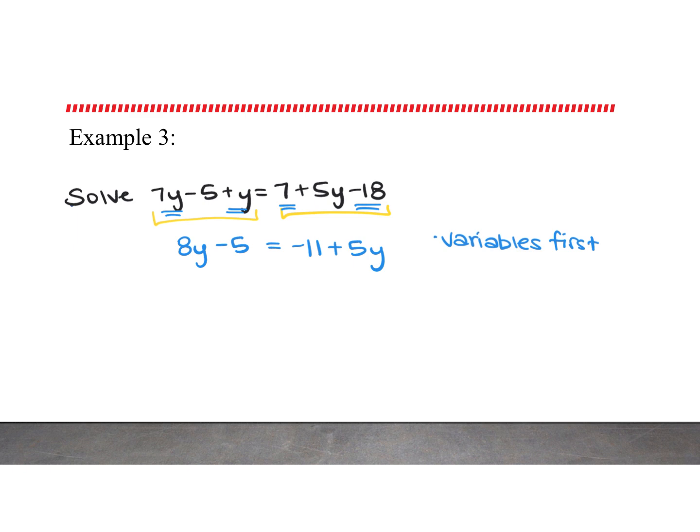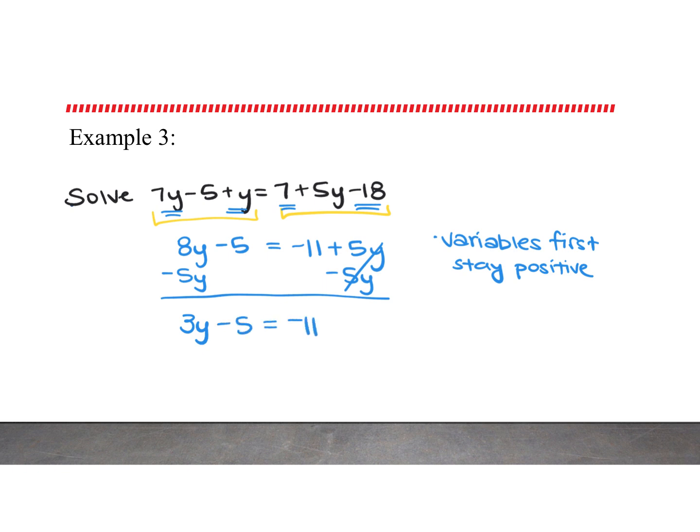So I always move the variables so that they are going to stay positive. That's what I would like to do. So I am going to subtract the 5y from both sides. That way, 8y minus 5y, I get a positive 3y. If I had moved my 8y, I would have ended up with a negative variable. So that's what I'm just trying to avoid.